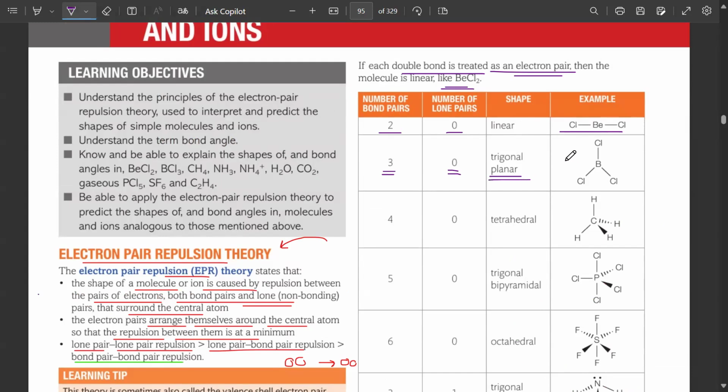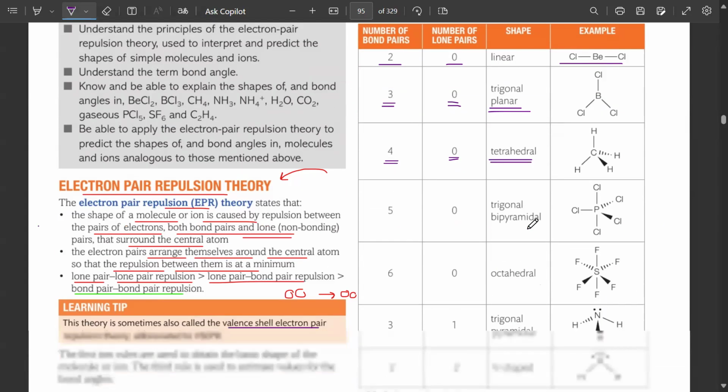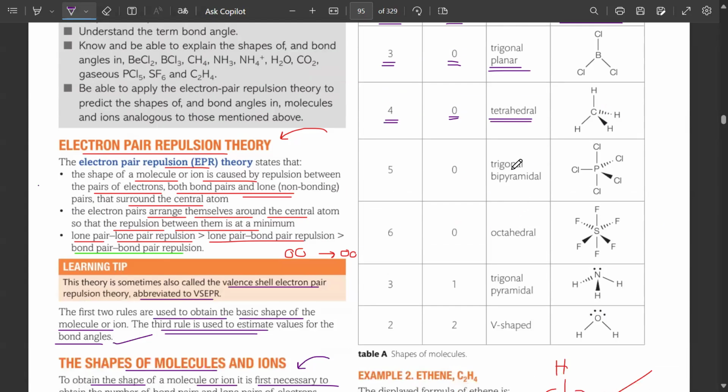For example, boron trichloride. Then we have four bond pairs, zero lone pairs. For example, carbon has formed bonds with four hydrogens. This is known as a tetrahedral structure. Five bond pairs, zero lone pairs is going to be a trigonal bipyramidal, for example, phosphorus pentachloride. Then six bond pairs gives an octahedral structure, for example, sulfur hexafluoride, which has actually expanded its octet.